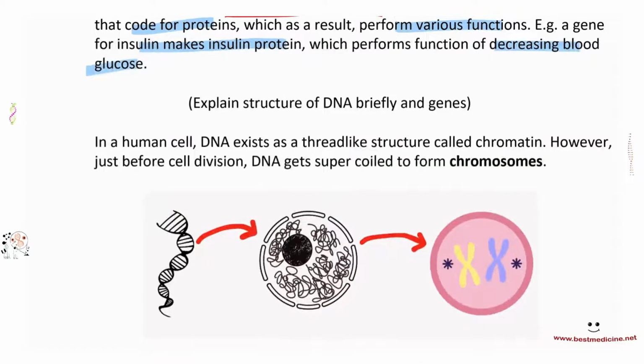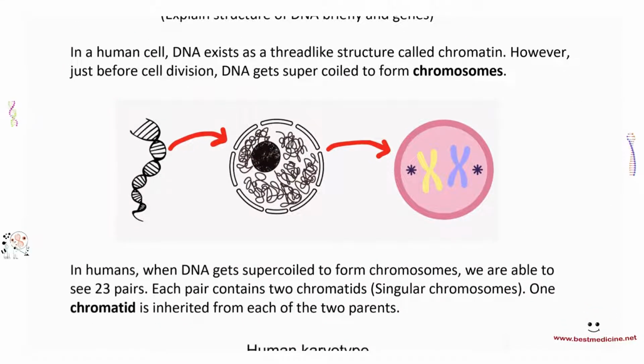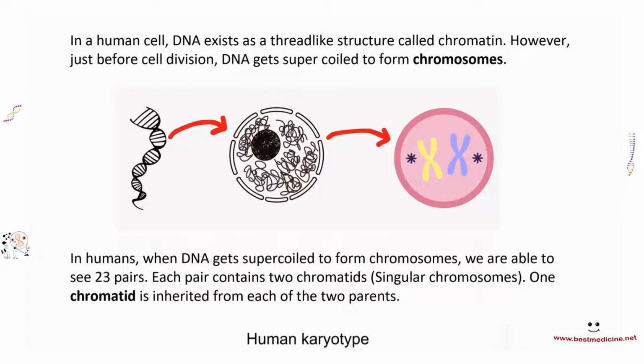So how does the structure of DNA look like? We already discussed this on the right side. So in a human cell, DNA exists as a thread-like structure called chromatin. However, just before cell division, DNA gets supercoiled to form chromosomes. This is something that we already finished, but let me just quickly show you.